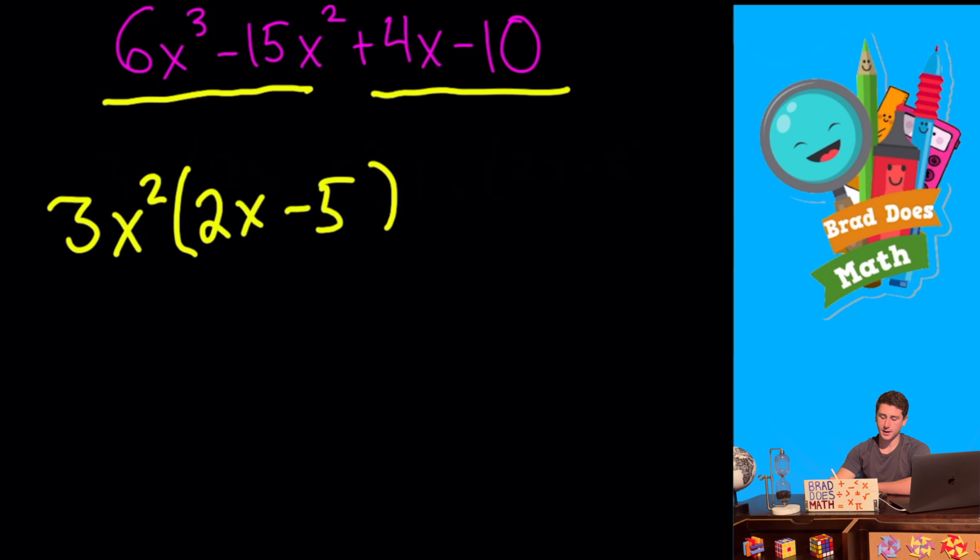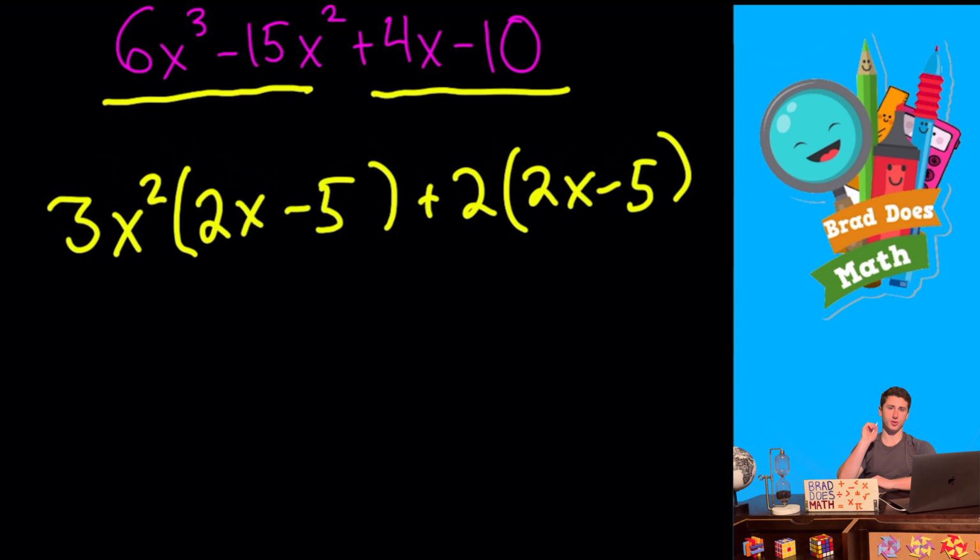Next, I'm going to take out a 2 from the 4x minus 10. And notice how I put a plus there because I took out a positive 2. That's very important because you're not trying to show that you're multiplying this by that. So you need to show that you have some sign in between. And when you take out that 2, you have a 2x minus 5 left inside.